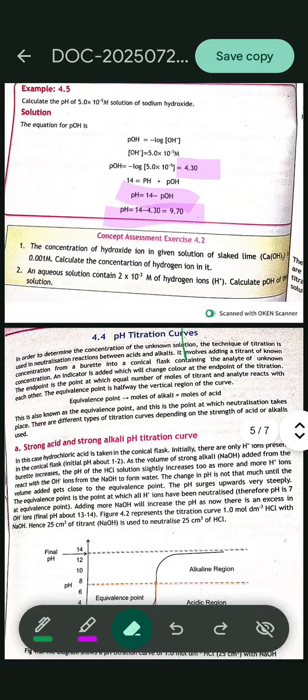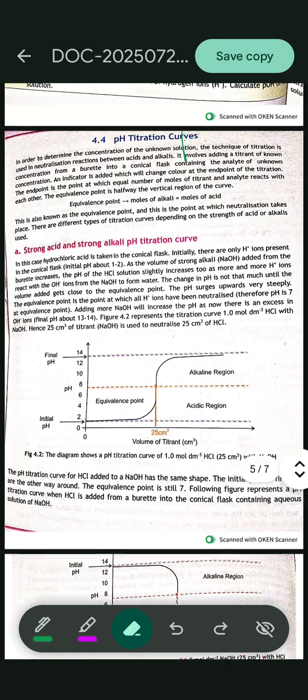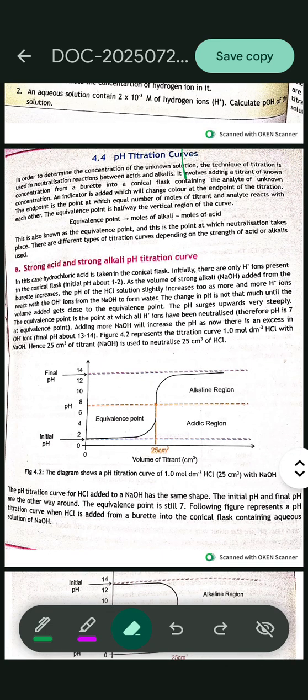Now we have the next topic, that is pH titration curves. What are they? In order to determine the concentration of an unknown solution, the technique of titration is used in neutralization reactions between acids and alkalis. It involves adding a titrant of known concentration from a burette into a conical flask containing the analyte of unknown concentration. An indicator is added which will change the color at the end point of the titration.